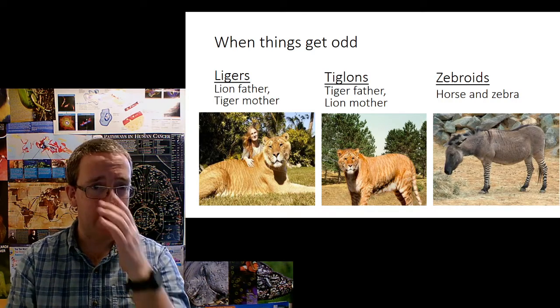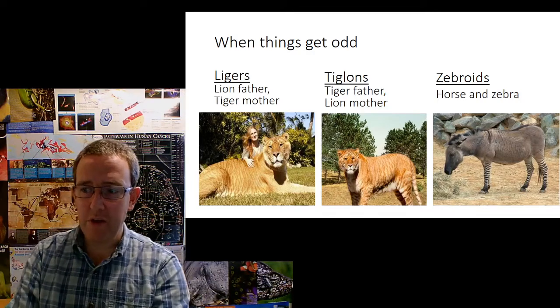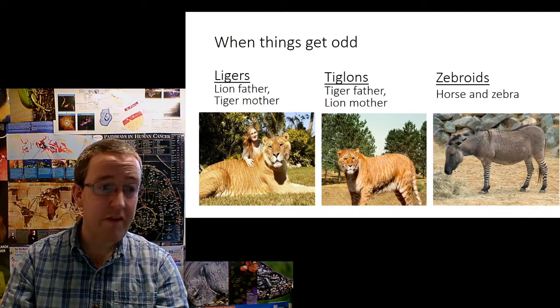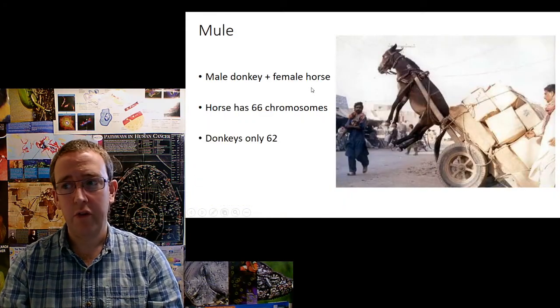Okay, well, where's this line? So it's blurred. Zebroids are quite cool as well. Look, you've got a horse and a zebra there. That just looks like a donkey in socks to me. But that's a horse and a zebra. And then, of course, the most famous of these hybrid species would be the mule.